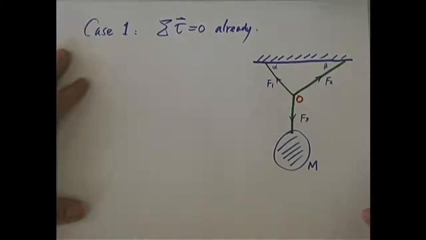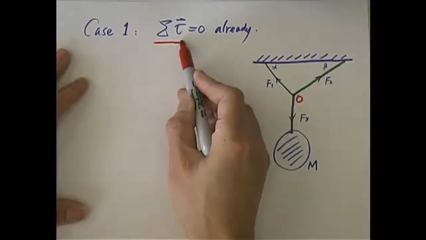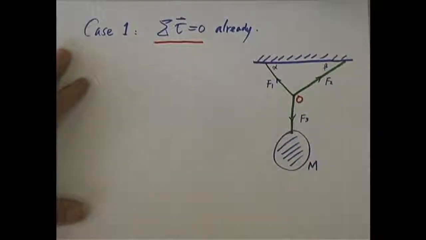Let's look at case 1. In this particular case, the second condition, that is the net torque equal to 0, is already automatically satisfied. You don't have to do any serious calculation. You can tell that it is already satisfied. How do I know that? Well, let's see from this example what I mean.